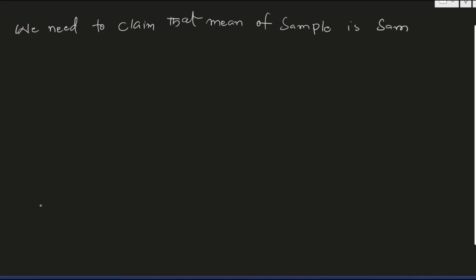So basically, what we need to claim is that the mean of the sample is same as the population.